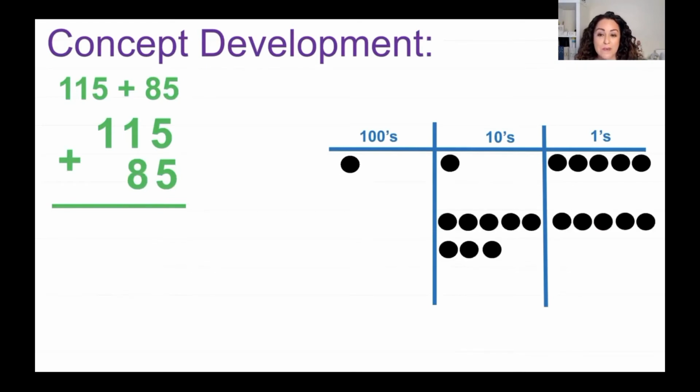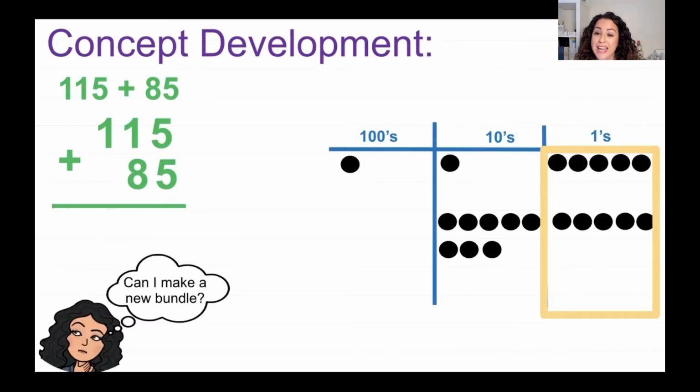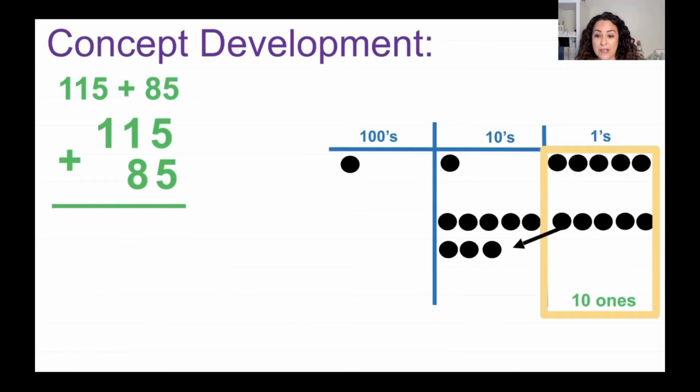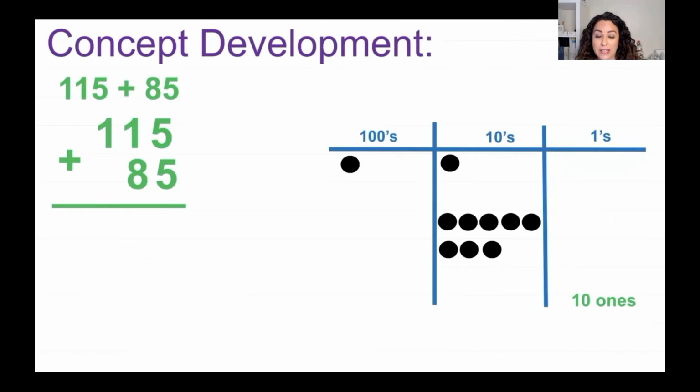So remember, our first step is we've got to look at our ones place. I have 5 ones and 5 ones. We have to ask ourselves, can we make a new bundle? Well, if I have 10 ones, yes, I can make a new bundle. And what do we do with our new bundle? We send it over. So let's go ahead and send our bundle of 10 over and make a new 10. So now that I've done that, how many ones do I have left? I have 0 ones, and I have a new 10.